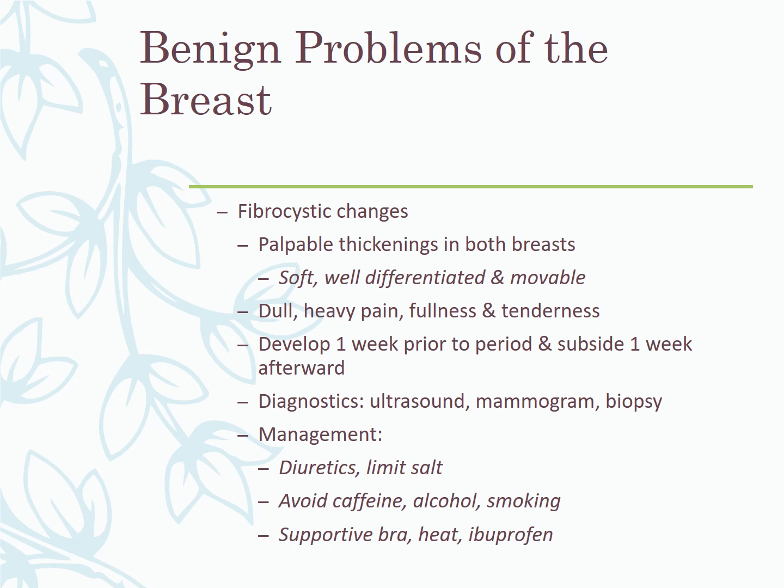We're going to look at diagnostically doing an ultrasound, mammogram, and biopsy. We want to encourage them to limit their salt intake. We may even start diuretics. Avoid caffeine, alcohol, and smoking, because those can cause increased pain. Wear a supportive bra. Use heat and ibuprofen. Only about 5% of fibrocystic conditions have changes that are an indicator for risk for breast cancer. And again, we're going to do a workup that's going to include that ultrasound and that mammogram.